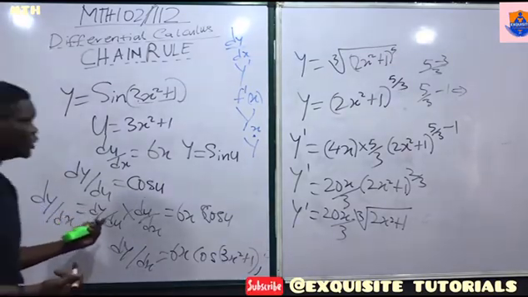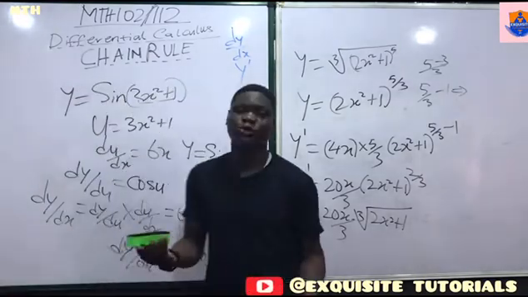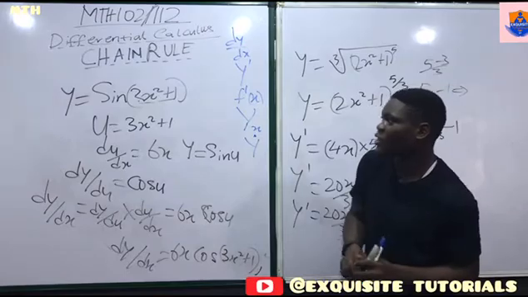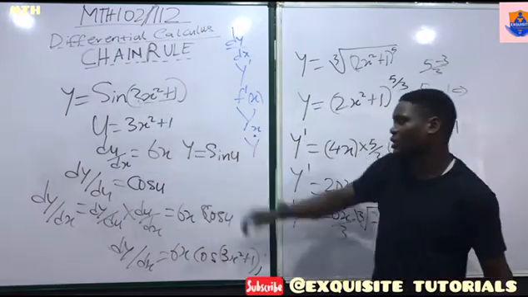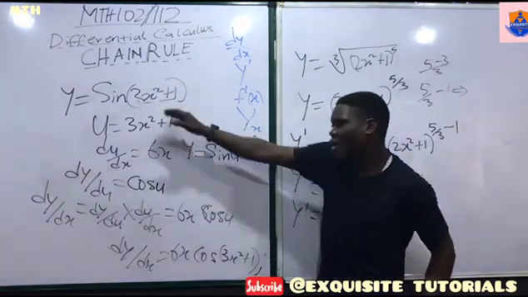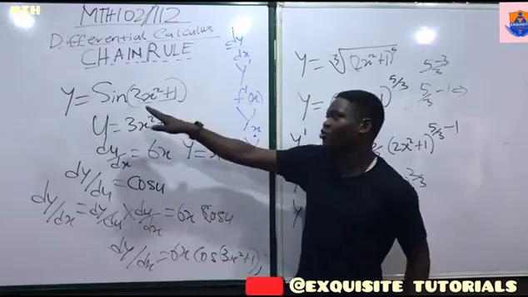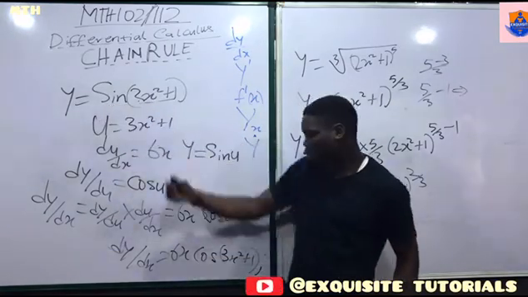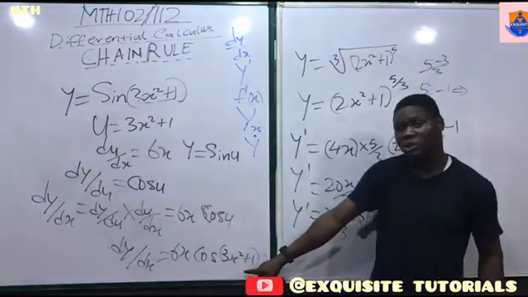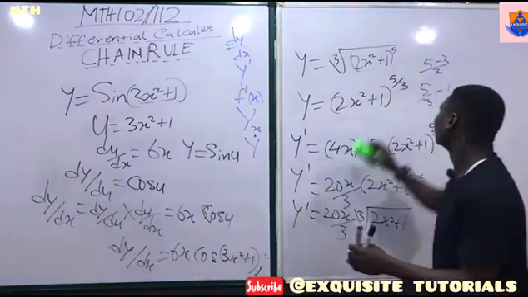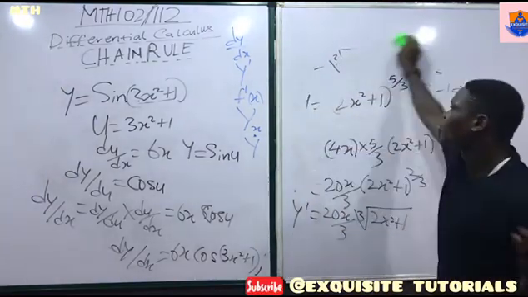Very straightforward. So you can still use the shortcut for it. Whenever you have this, first of all, differentiate what is inside. If you differentiate what is inside, you have 6x. Then multiply it. Remember, when you differentiate sine, you are going to have cos. So change it to cos and repeat the same thing. So it's basically the same procedure.